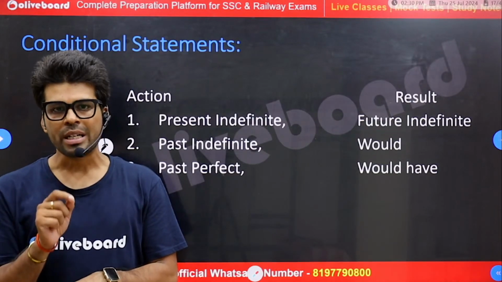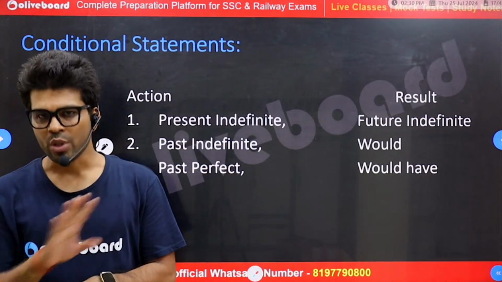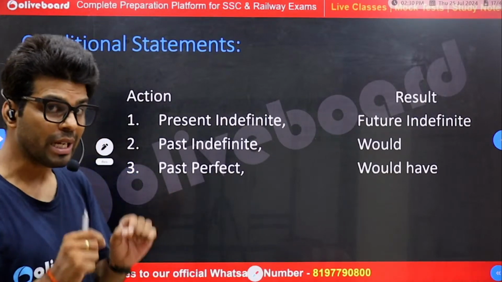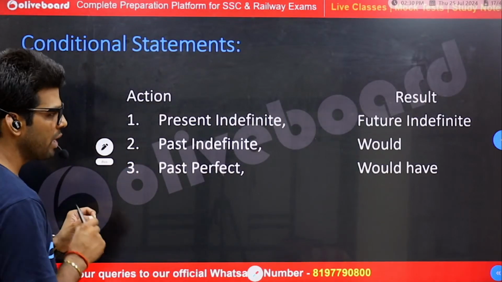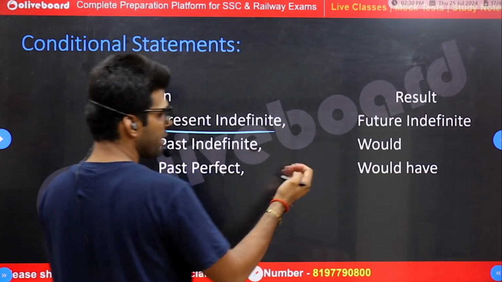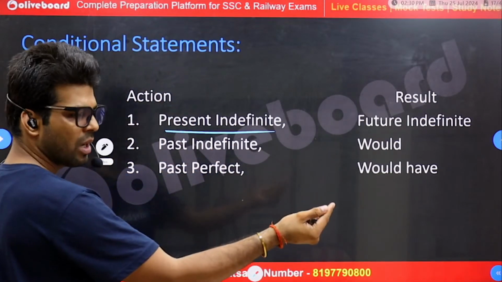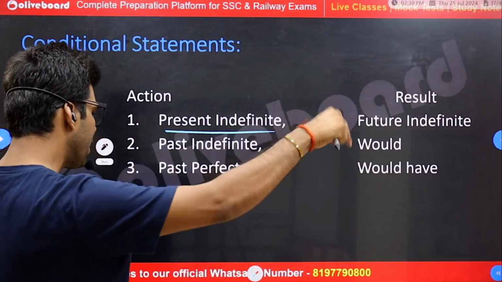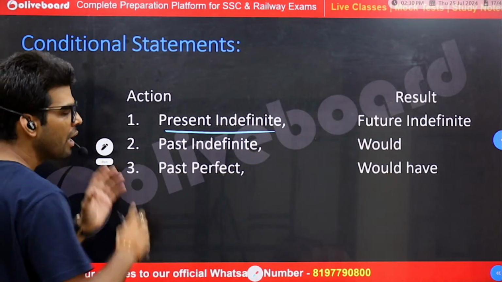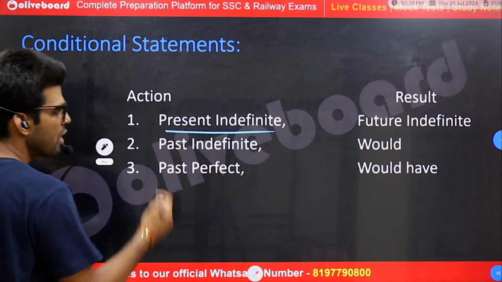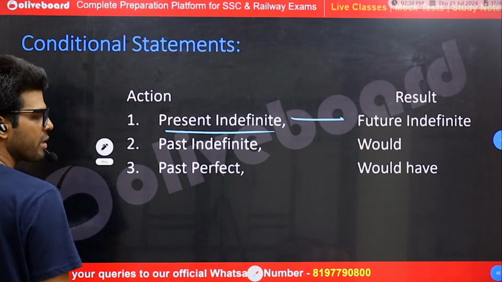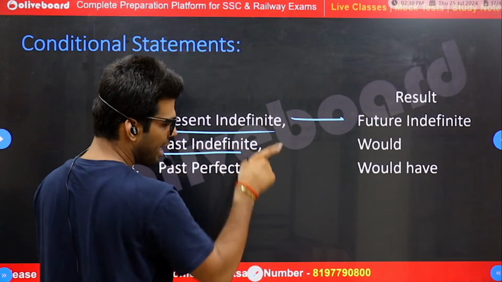And both the conditional statements cannot be put in future tenses. Do mug up, understand whatever you say. I repeat, both the conditional clauses cannot be in future. Basically, you put the condition in present tense. What if India wins today? Okay, I'll give you 500 rupees if India wins today. That's the condition. But conditions have to be in present. Results can go in future. So present indefinite, we put the result in future indefinite. Obviously, common sense.